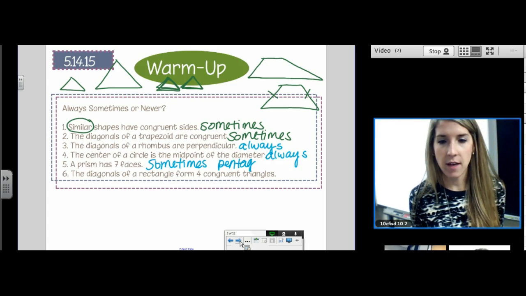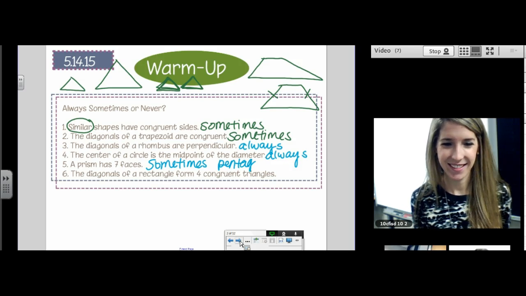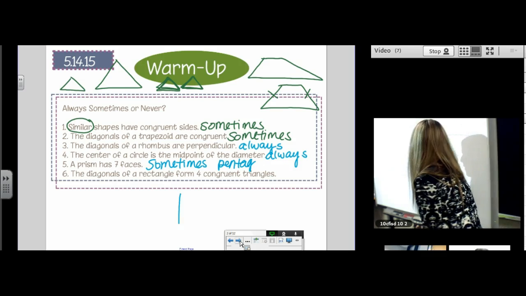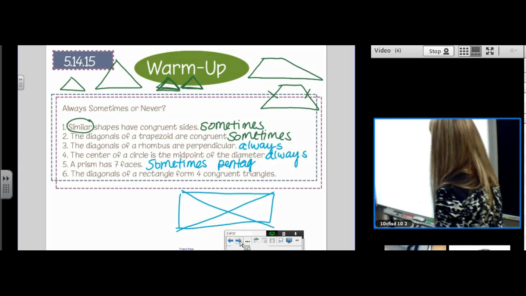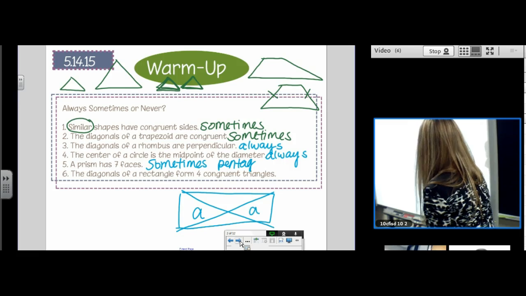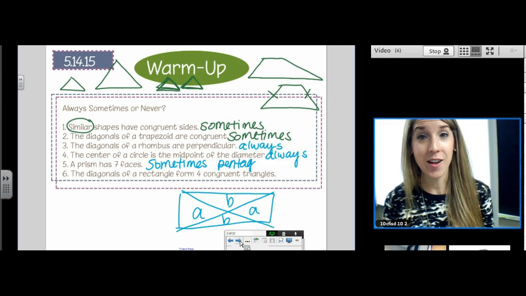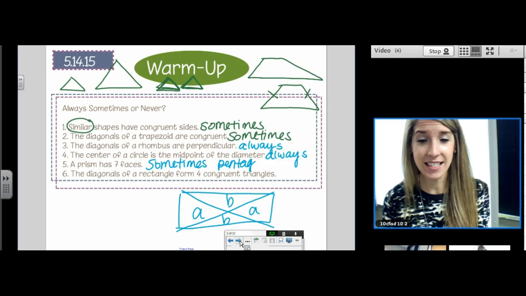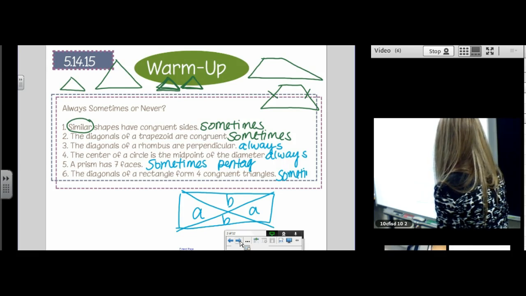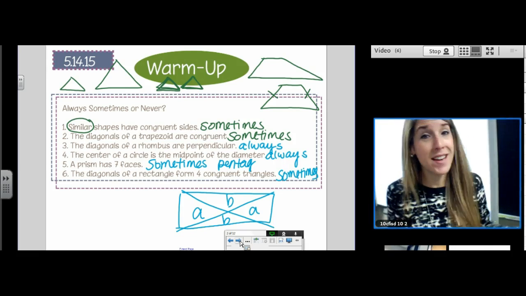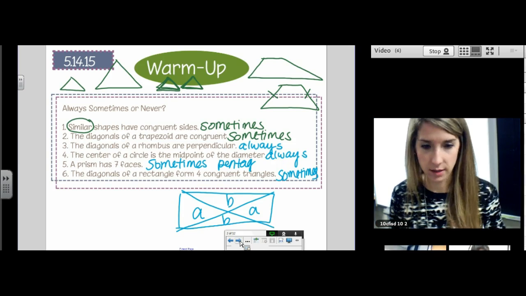Number 6, the diagonals of a rectangle form 4 congruent triangles. You mean they don't? So if I have a rectangle, remember when you're in trouble, draw a picture. When in doubt, draw a picture. Okay, triangle A is congruent to triangle A, and triangle B is congruent to triangle B, but triangle A is not congruent to triangle B. Could triangle A be congruent to triangle B? You've already said it, yes, if it's a square. Very good. So this one's sometimes. It would if it's a square, but it wouldn't if it's just a plain old rectangle and it's not a square, then it would not form 4 congruent triangles. It would not. Okay?